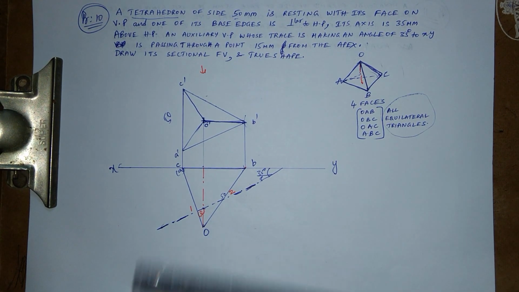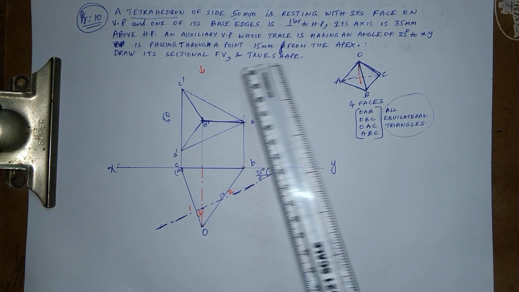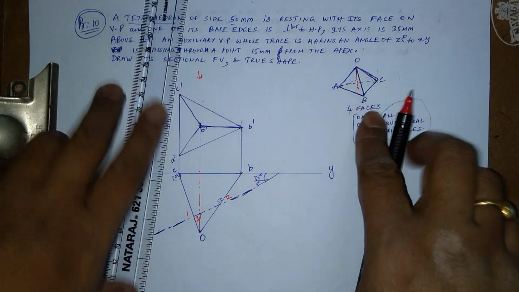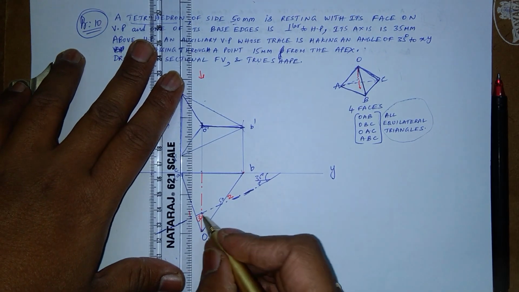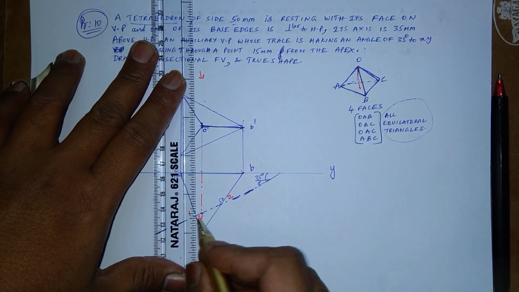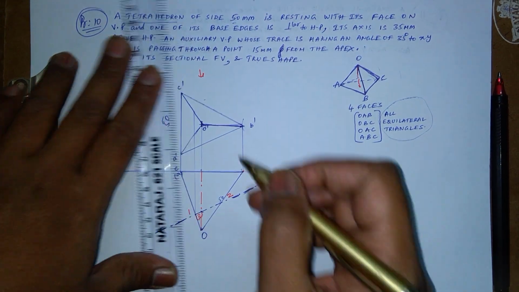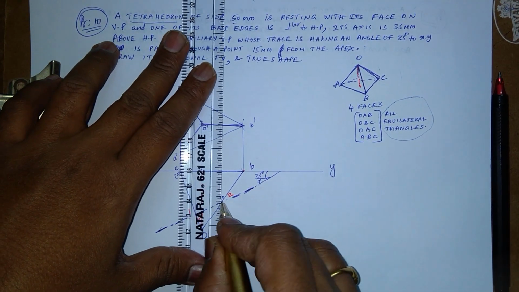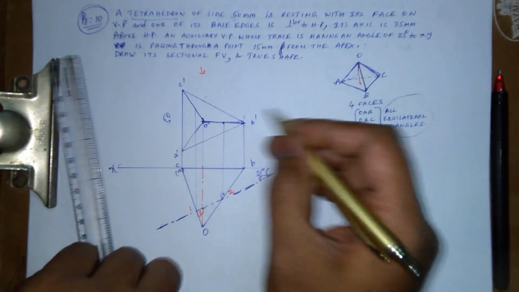Now, how do I get the sectional view? He's asking for the sectional front view and true shape. Okay, so let us get the sectional front view. To get the sectional front view, since my 1 and 3 are lying on these lines, I'll straight away project them onto here. And then this 2 is lying on the B line, so I'll straight away project onto the O dash B dash line. So this is my point 2.